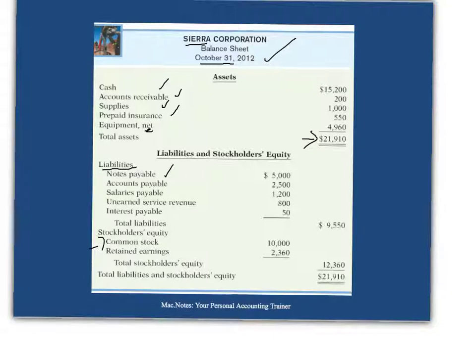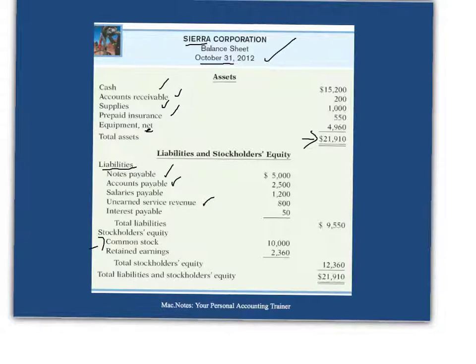Notes payable. We'll explain what notes are later. It's a formal financial document. Accounts payable, remember that term. We have suppliers, and we have an account with those suppliers, so we have owing them $2,500. Salaries payable, we owe our employees. Unearned service revenue, now that's a weird little thing we'll talk about later.